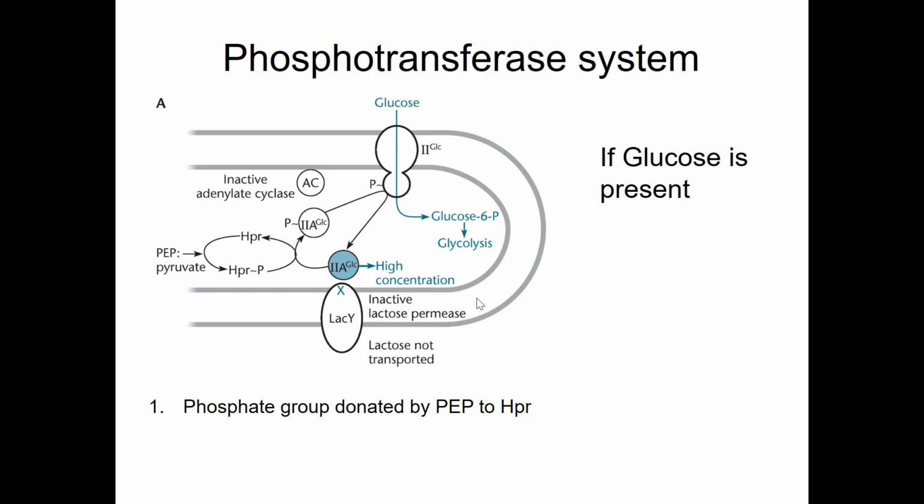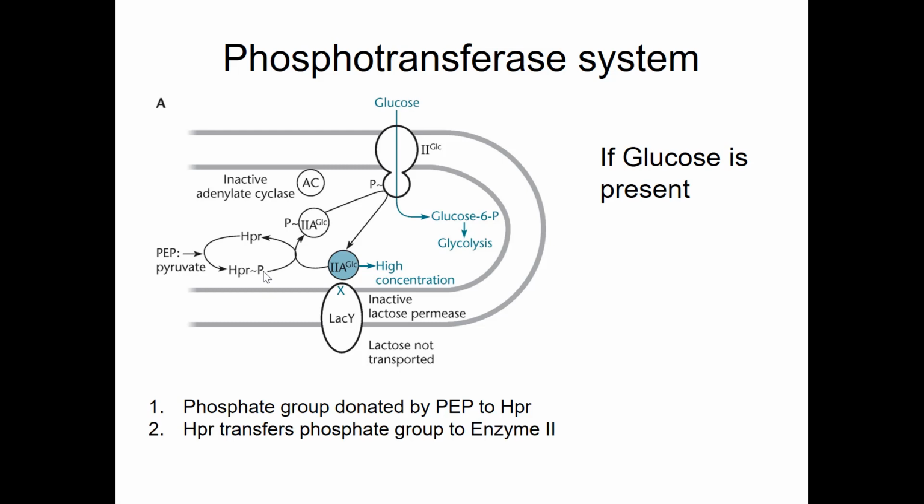Okay, so the first step, and all of these steps, is when glucose is present in the media. So the first step is that a phosphate group is donated by PEP to HPr. So we'll talk about PEP conversion to pyruvate next week when we get into central metabolism, but this is the very last step of glycolysis. So PEP is going to lose a phosphoryl group to be converted to pyruvate. That phosphoryl group is donated to this small protein HPr. So HPr is now phosphorylated.